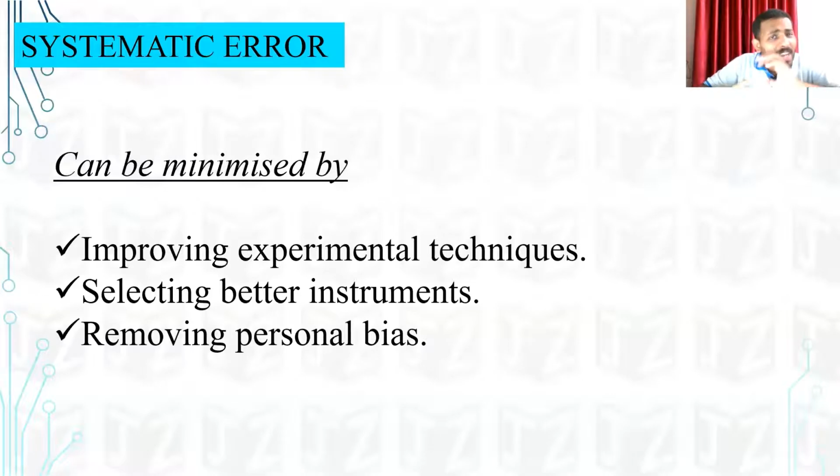And how can we minimize these systematic errors? Systematic errors can be minimized by improving the experimental technique, by selecting a better instrument, or by removing the personal bias, that is, giving more training to the person who takes the measurement so that he takes the measurement in the correct procedure or technique without causing any errors.